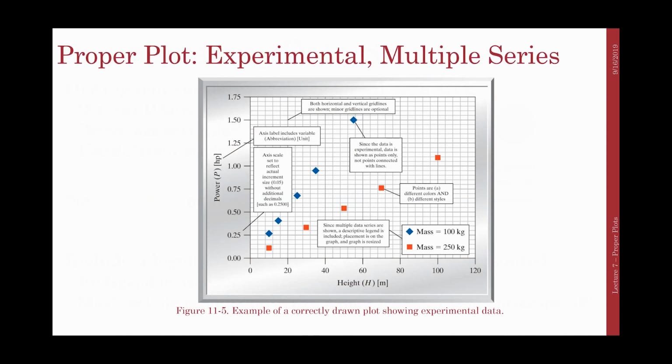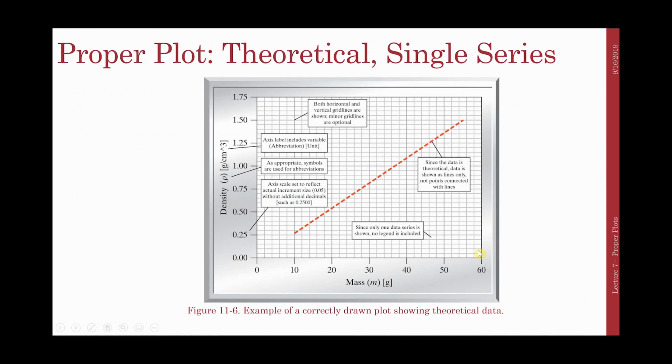And since it's 2 series, we have a legend here that explains that the diamonds are for mass equals 100 and the squares are for mass equals 250. So there's an example of a proper theoretical plot, and this is a single series. Again, our axes are labeled. We have both vertical and horizontal grid lines. Our scale on our axes has a good increment size, and they don't have any additional decimal places. And since it's theoretical, we have a line, in this case a dashed line, and we don't have a legend since it's only 1 series.